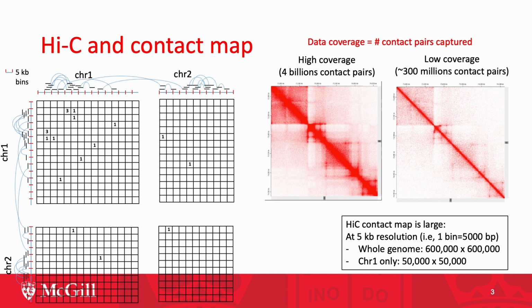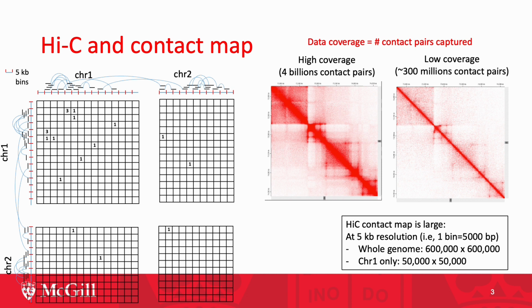A very important concept in Hi-C experiments is data coverage. It refers to the number of contact pairs captured in a Hi-C experiment. It can range from several hundred million to billions of contact pairs. And we can have high coverage Hi-C matrices or low coverage Hi-C matrices.